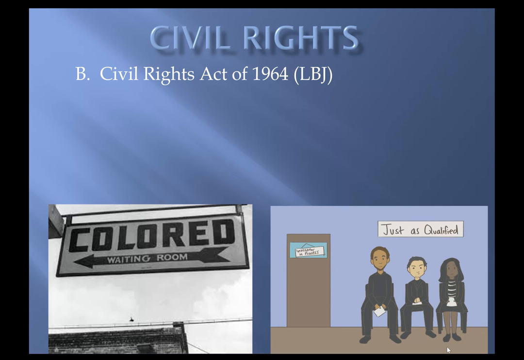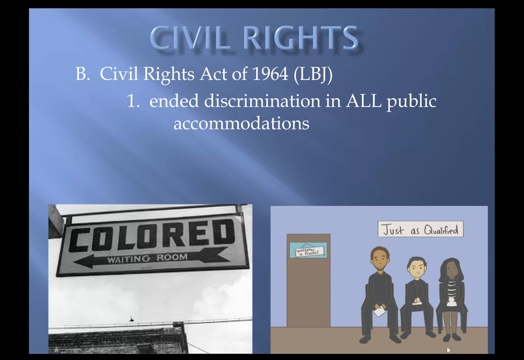And then you had the March on Washington, where 250,000 people showed up in DC like, hey, federal government, want to do something? Okay, the response is passing the Civil Rights Act of 1964. And it's going to do two major things. So the first thing is it ends discrimination in all public accommodations.